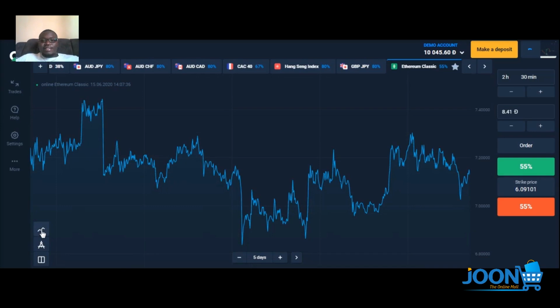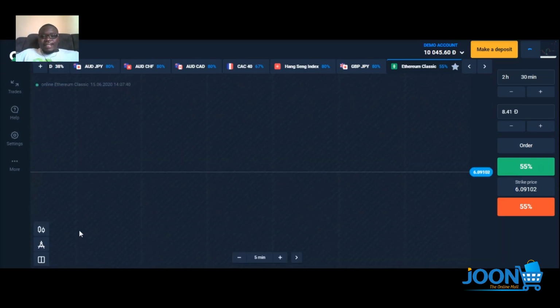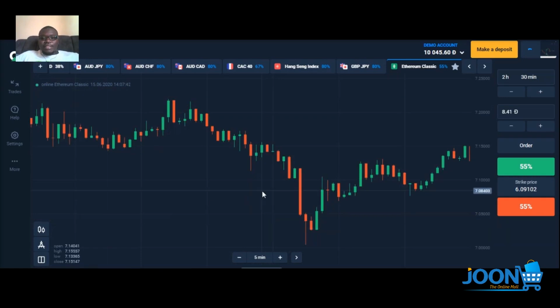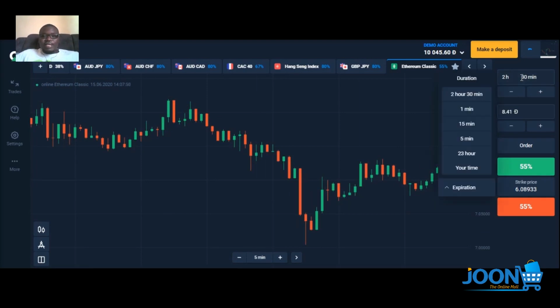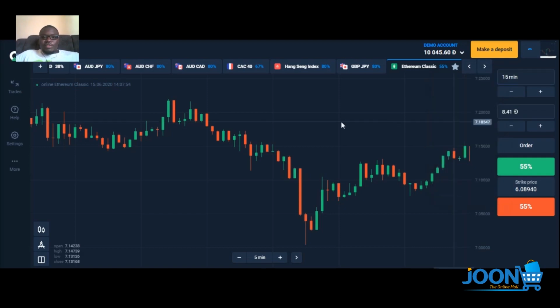Then the next thing that you need to know is that for this strategy, we will be trading a trade duration that is 2 or 3 times larger than the time frame of the chart. So if you set your chart, for example, to 5 minutes, then the trading duration for this strategy will be 10 minutes or 15 minutes.